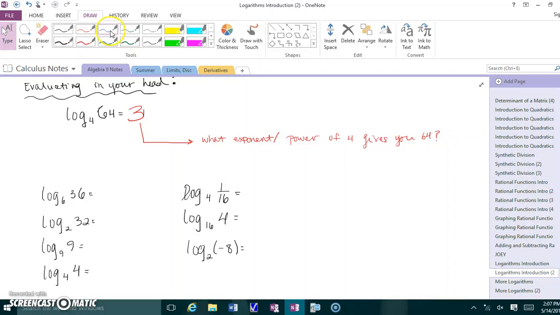So pause the video again, try these on your own, and then when you've done them, come back and check your answer. So make sure you're pausing right now. Make sure you're actually pausing the video.